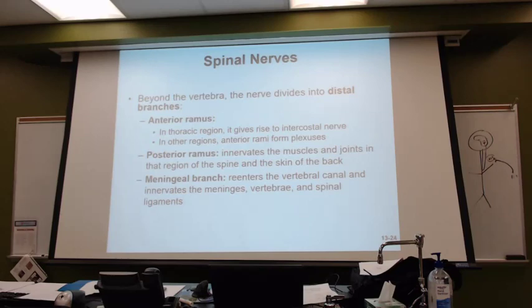Now, these nerves, well, one of the things that as we look at them closely and where they exit the vertebra, they're going to do some interesting branching right as they exit the bones, okay?